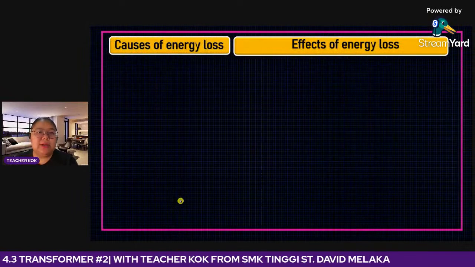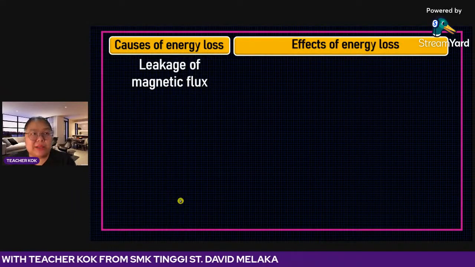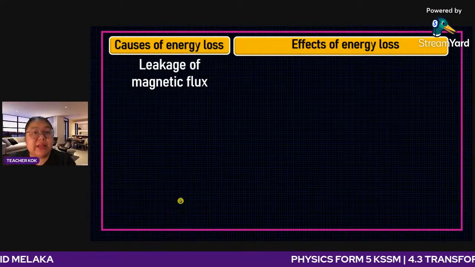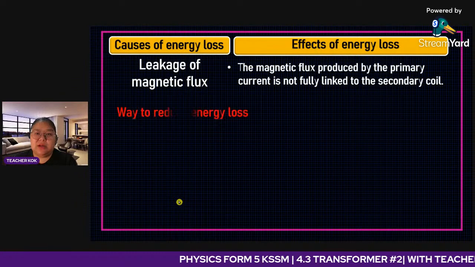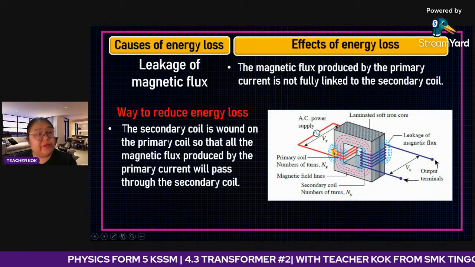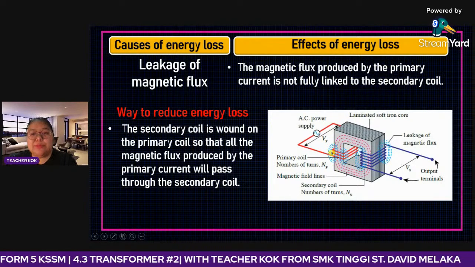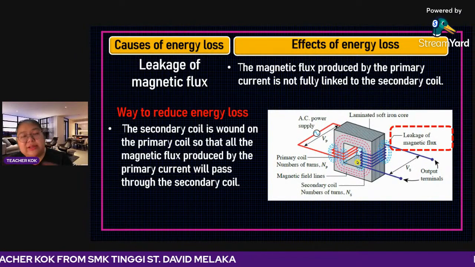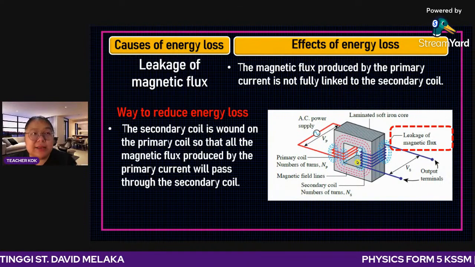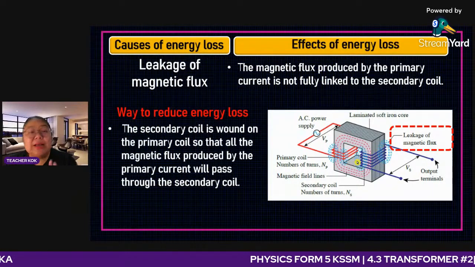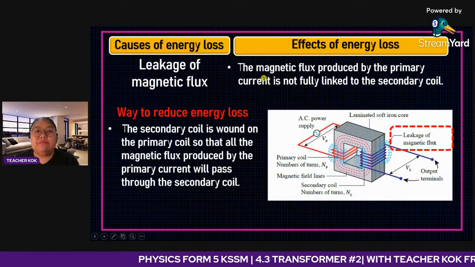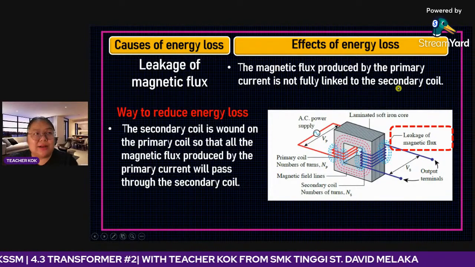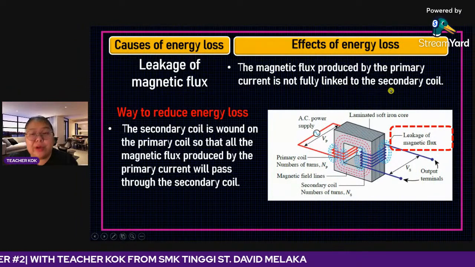Okay, then we go to the last one, leakage of the magnetic flux. Remember when the magnetic flux is changing, there will be leakage in the surrounding. You see the diagram. This is the first diagram from the textbook. You can see the blue color, that is the leakage. So when the primary wants to send to the secondary, between the sending there will be leakage. They will lose some of the heat energy. So the magnetic flux produced by the primary current is not fully linked to the secondary, because you lost some halfway.